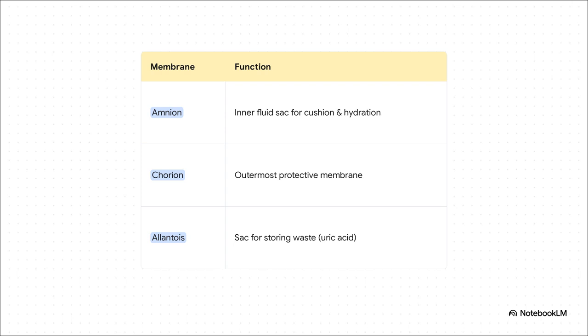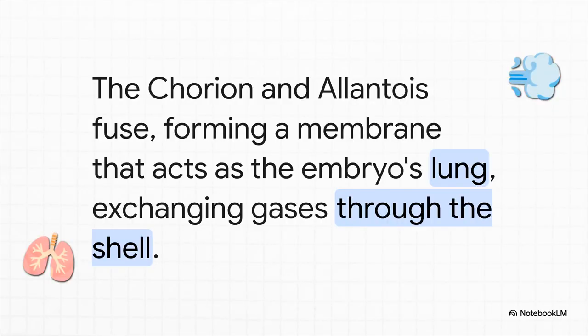And finally, the allantois, which is basically a waste storage sac for collecting things like uric acid so the embryo doesn't poison itself. But check this out. This next part is absolutely brilliant. That outer chorion and the allantois waste sac, they actually fuse together. And this new combined membrane, which is full of blood vessels, pushes right up against the inside of the eggshell. And since the shell is porous, this membrane becomes the embryo's lung. It lets oxygen come in and carbon dioxide go out. Just an amazing piece of engineering.